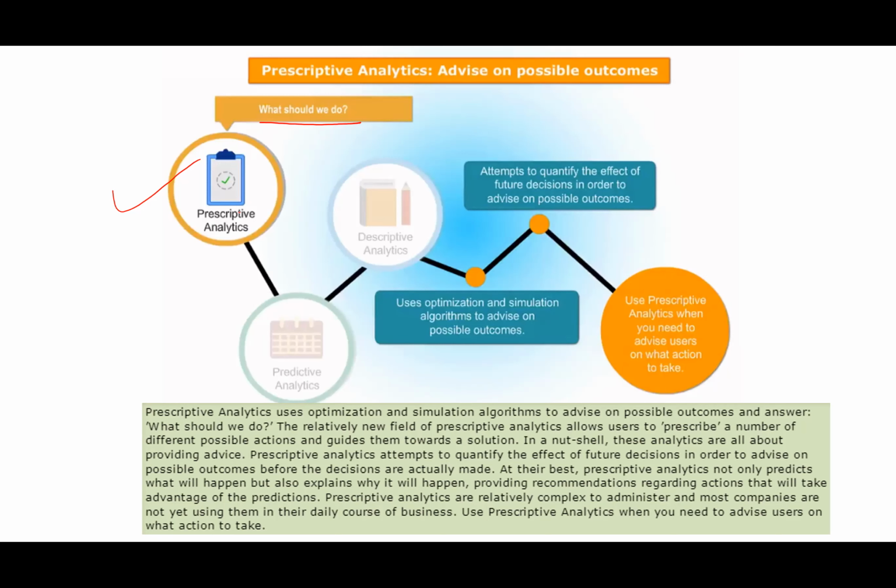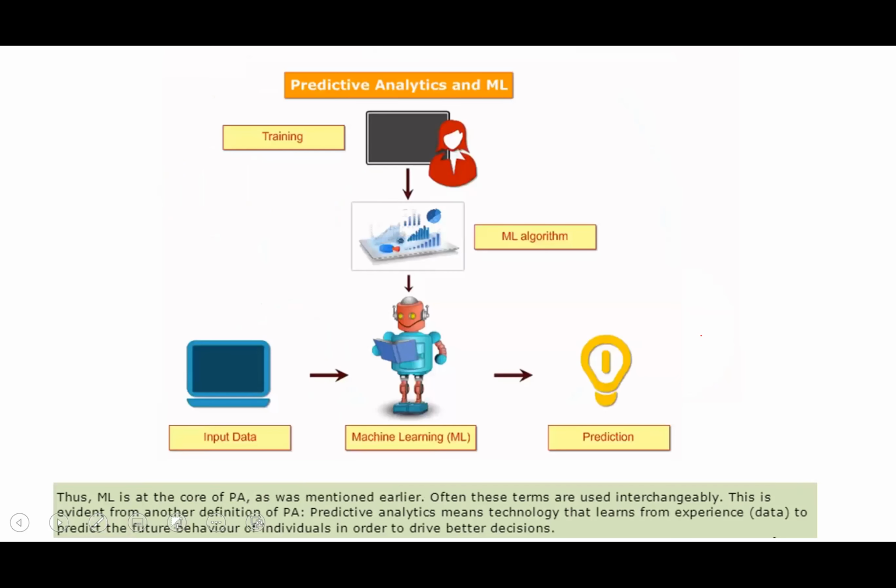So the prescriptive analytics can give you any problem which you want to avoid in future, or it can give you any good point which you want to capitalize upon, right? So both the things. Mostly it is done for capitalizing on the good points if used by a company, right? So basically, it attempts to quantify the effect of future decisions in order to advise on possible outcomes. It uses optimization and simulation algorithms to advise on possible outcomes, right? So basically, it is to give advice to the users on what actions to take. This is what it is.